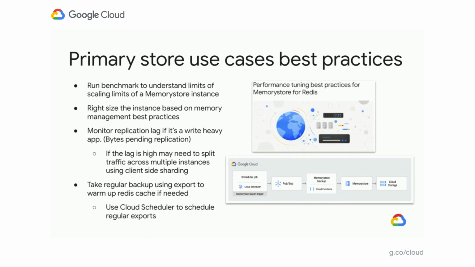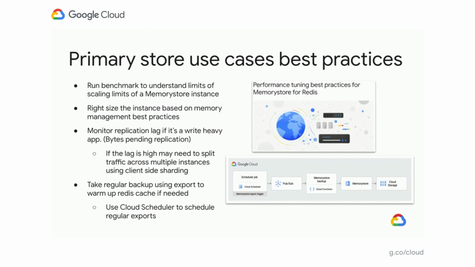The other thing I would say is that if you have a write-intensive workload, meaning if it is 80-20 reads versus 50-50 read-write, you really want to monitor your memory usage, and follow the best practices that I mentioned in the previous slide. It is super critical you do that so that you can keep your instance right size. And not only that, you can also determine whether you're hitting the limits of the Memorystore instance. One of the ways you can determine whether you're hitting the limits of the Memorystore instance is by monitoring the replication lag.